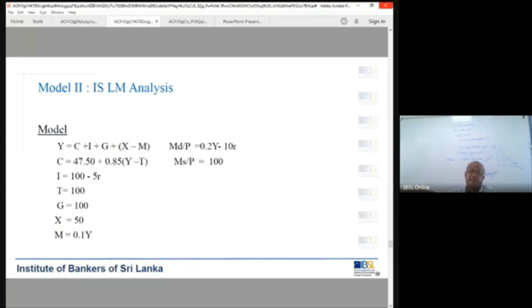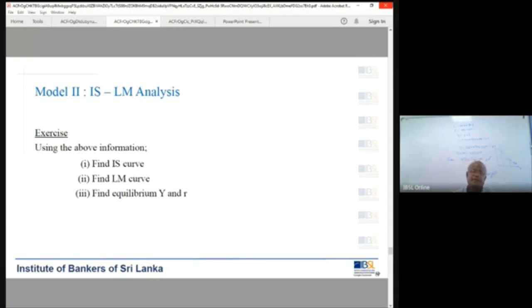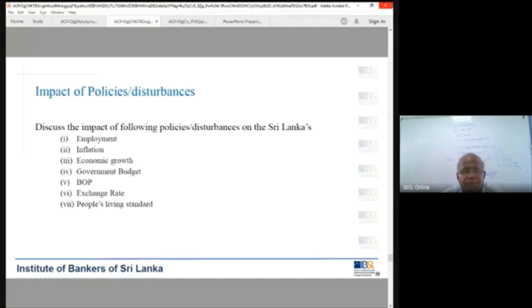The equation on the right, demand for money and supply of money, helps you to derive the LM curve. Demand for money equals supply of money, the monetary sector. Find IS, find LM, find equilibrium income and interest rate. Find income and interest rate, right?